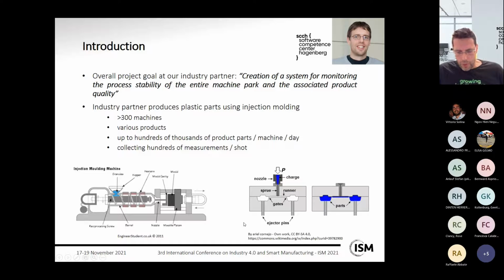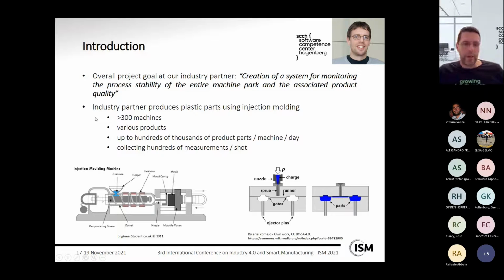Typically a mold consists of multiple cavities. That means with each injection shot, multiple parts of product are produced. At our customer, typically more than 100 parts of product are produced with one shot. Shortly to that, you can get a picture that we have to handle quite a huge amount of data.